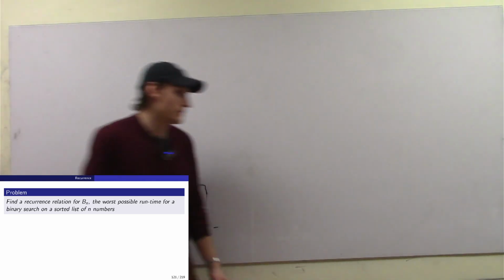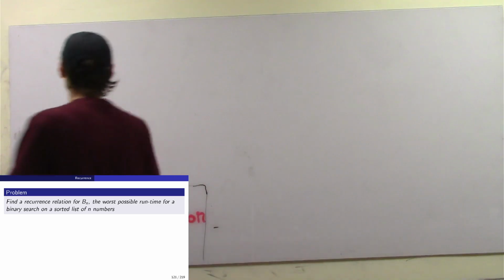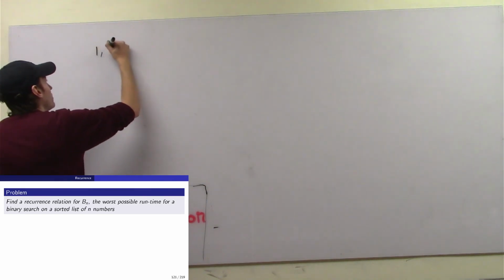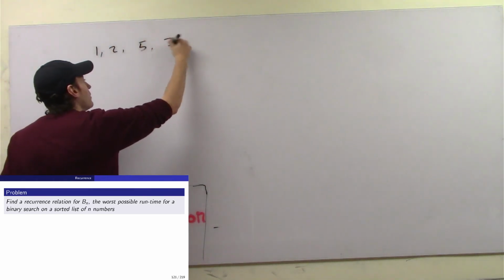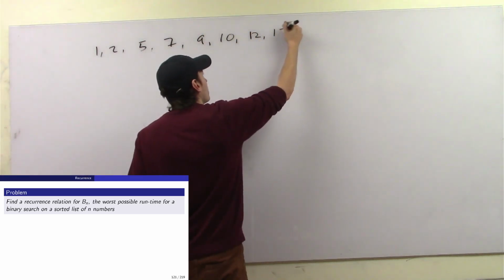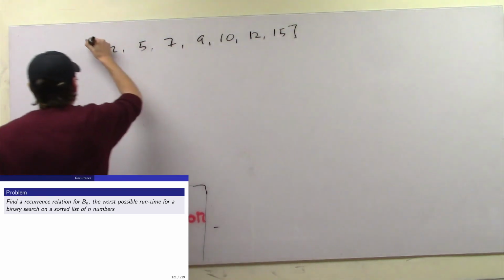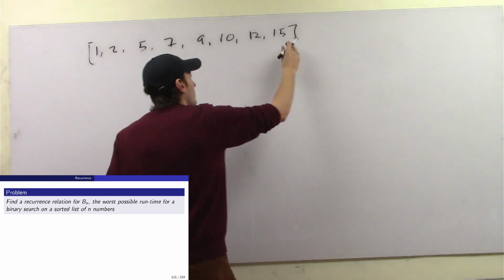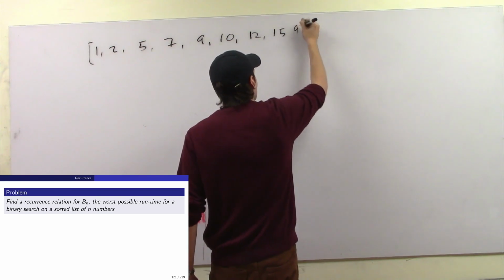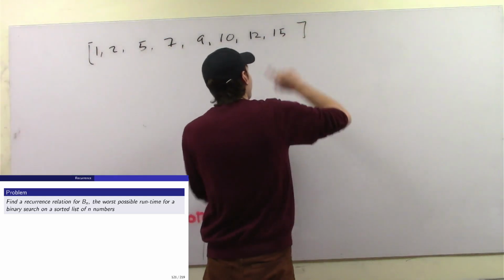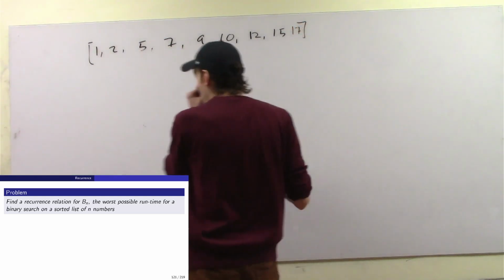All right. Grab a new pen. So suppose I'll just do this with one example list of numbers, and maybe they'll all be different. So maybe this is like 1, 2, 5, 7, 9, 10, 12, 15. This is my list. We'll do nine pieces. Wait, that's not sorted. A ninth thing, number 17. Okay, so this is sorted.